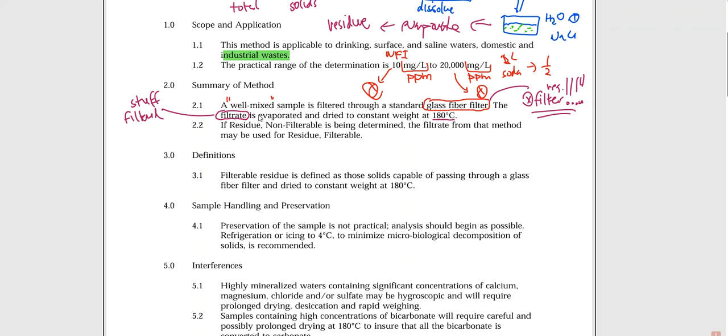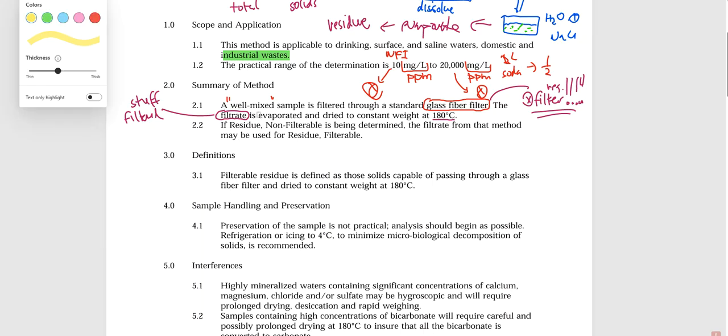Section 2.2 says if residue non-filterable is being determined, the filtrate from that method may be used for residue filterable. Oh, tricky. So we are going to talk about this, and this is a different method, and we're actually going to be doing two methods at one time in a way, and I'll mention this a little bit later down the road, but again, we're going to go do these in order. 160.1 is the one that we're going to first talk about. All right, so we'll come back to that.